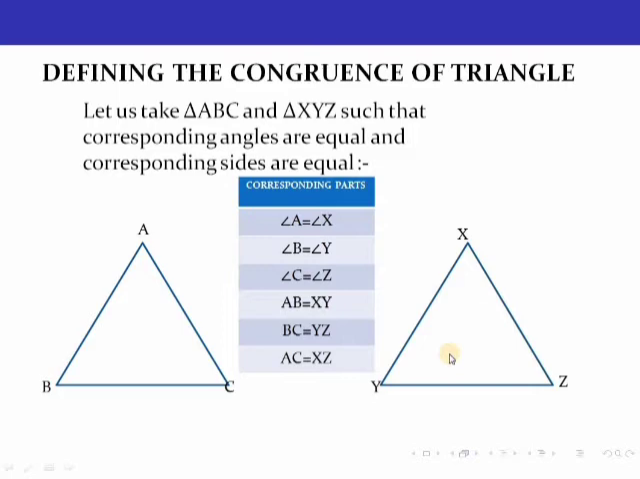And with that you must have AB equal to XY, BC equal to YZ, and AC equal to XZ. So if these six things happen, that is, three corresponding angles and three corresponding sides are equal, then we say that the two triangles ABC and XYZ are congruent. We call them congruent triangles. I hope the meaning of congruence is clear to you, right?